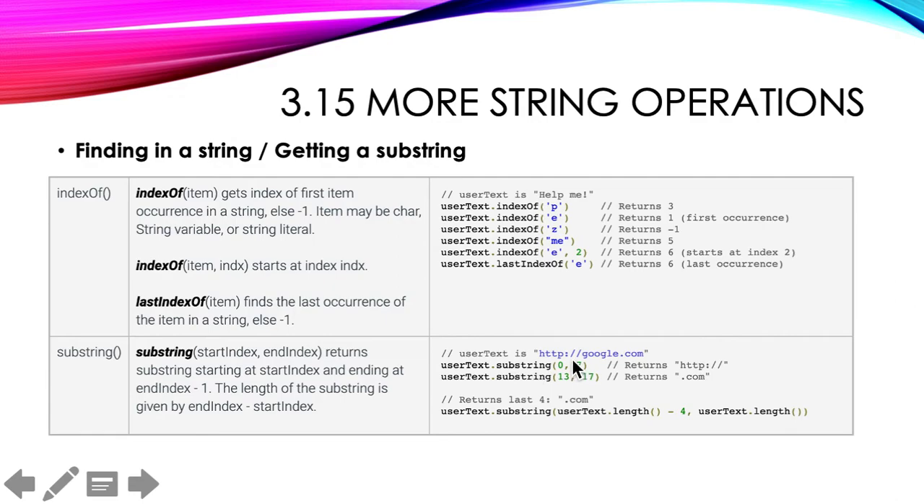Next we have substring. Here you can specify the location, 0 to 7. So 0, 1, 2, 3, 4, 5, 6. Until 6, so it won't print out G.